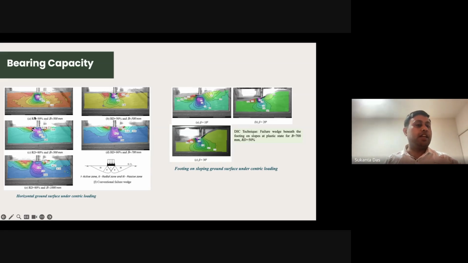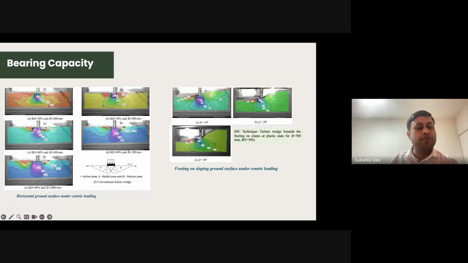You can see this is relative density 30% and footing width 500 mm. And we have increased the relative density. We have seen a kind of punching. There is not much change, but just below it is going to a punching kind of value. So this is a very loose condition, so it is expected to get the punching shear failure. See, this bulge and active zone is going to a punching kind of failure.